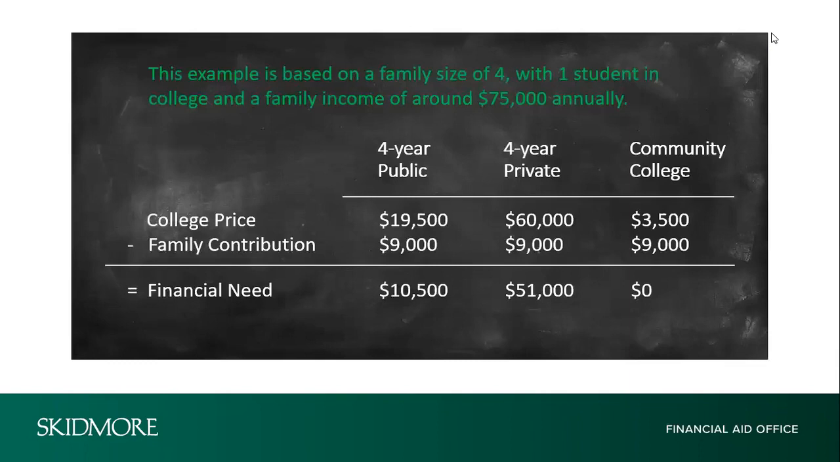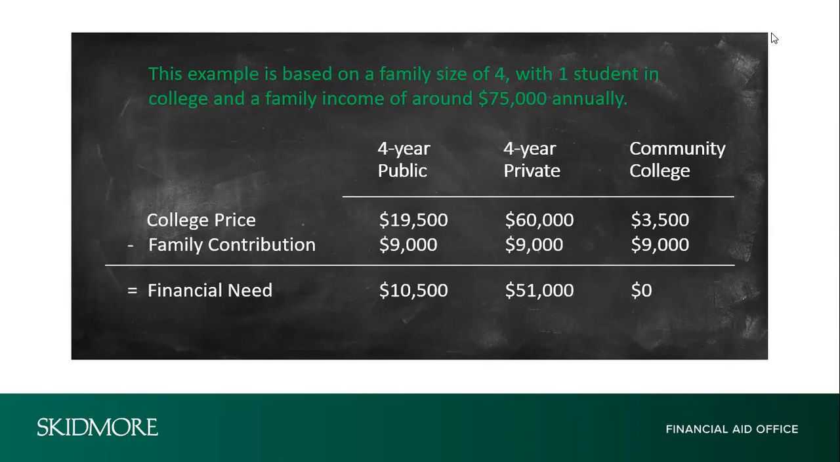Here's a more concrete example of how that works. So let's say we have a family size of 4. There's one student enrolled in college, and the income of the family is around $75,000 annually. And let's say this one student with this set of circumstances applies to 3 kinds of colleges: a 4-year public college, a 4-year private college, and then a community college. You can see the college price tag really varies from institution to institution. No surprise, probably, to you about that.